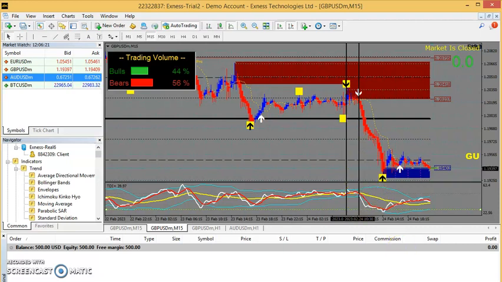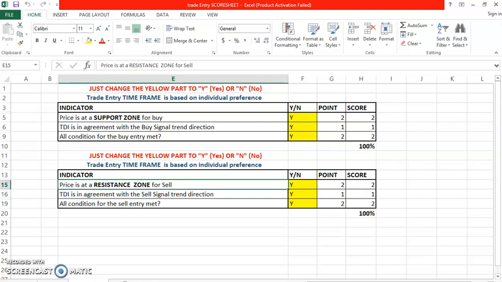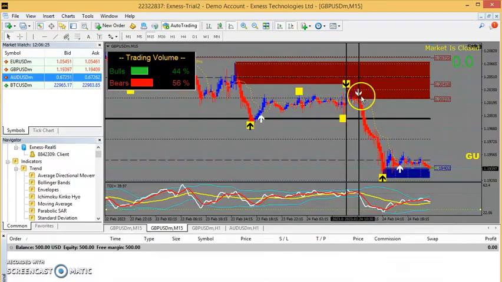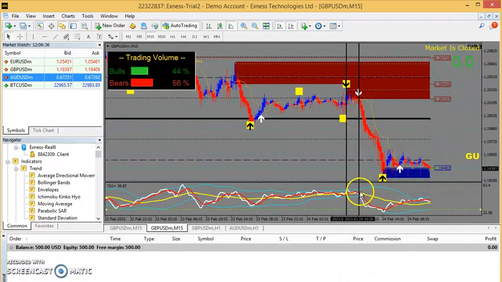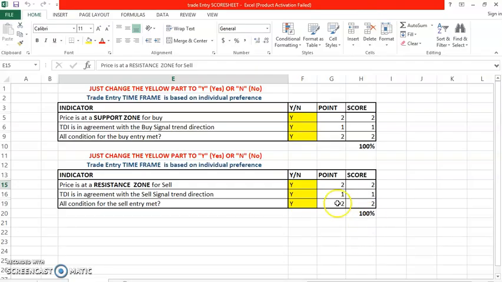So remember, my trade entry condition 1 for a sell: price had to be at a resistance. Yes, price was at a resistance zone. You can see this block here is a resistance zone. 2, TDI also has to be in agreement in that direction. TDI was coming down. It has crossed, coming down. So now, my conditions are met. I told you I don't trade anything less than 100% for me.